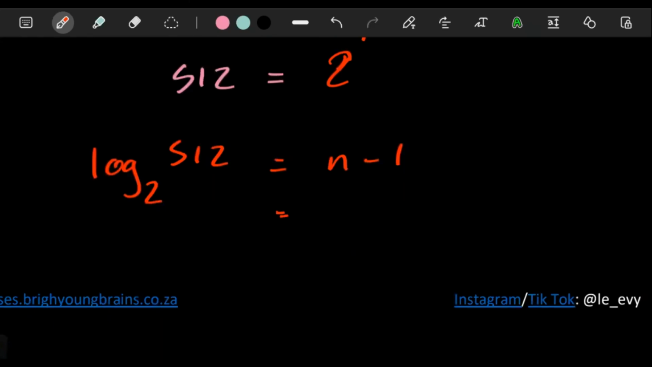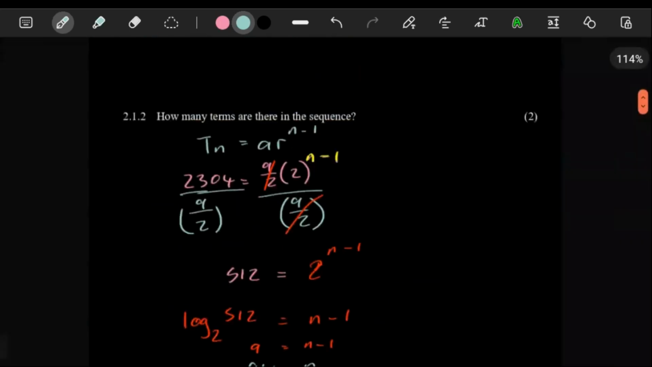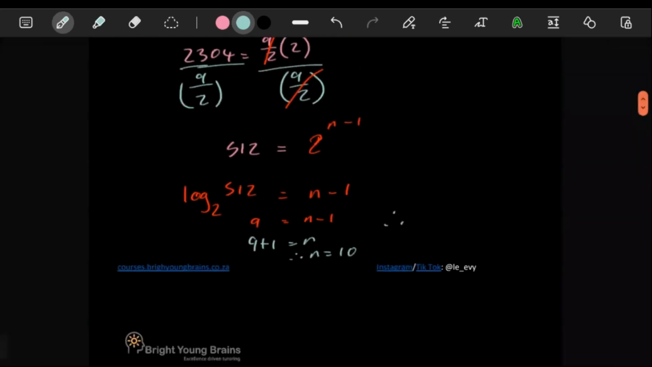Of which, fortunately, you can put it all in your calculator. So in the calculator, log 2,512, that's going to give you a 9, and this is n minus 1. The 1 goes to the left here, you have 9 plus 1, therefore your n is a 10, you see. So what you know is that you have 10 terms in the sequence. So you can even say here, therefore 10 terms. If you just left it off here, that's 100% fine. Let us move on to the next one.